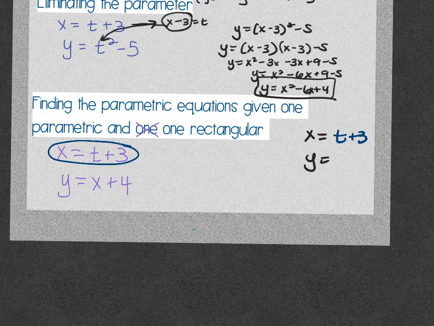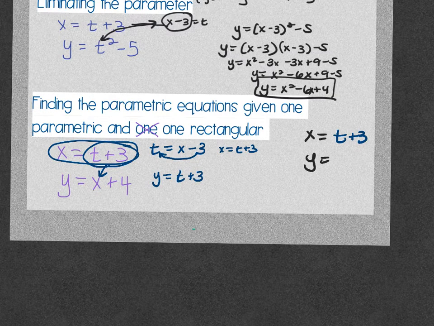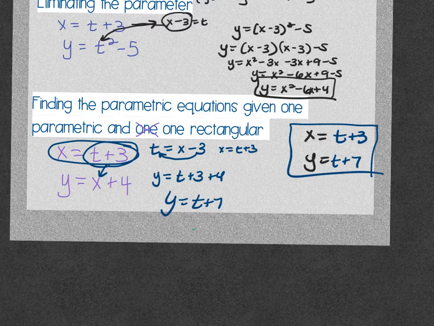If it wasn't solved for x, let's say it said t equals x minus 3, let's say it said that instead, then I would solve it for x first, and then I would take what it equals and plug it into the other equation in place of the x. So y would equal t plus 3 plus 4, and y would equal t plus 7. And there's your second equation making your parametric system. That's what the answer's looking for.